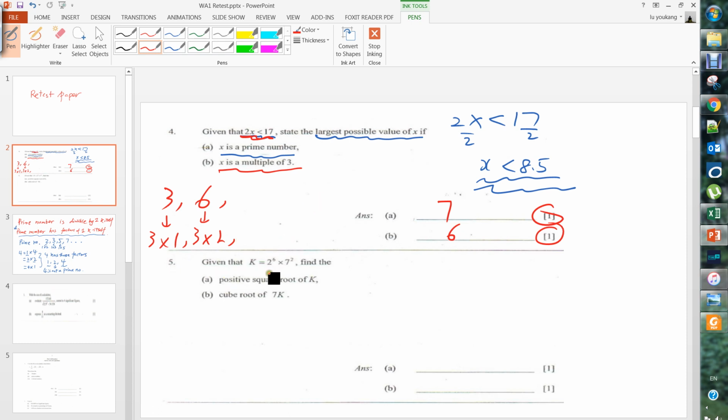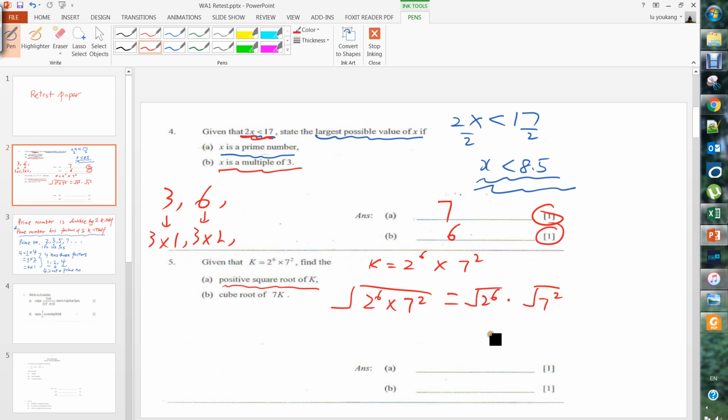Okay, next question. Given that k is equal to this, so by the way, let me write it again. k is equal to 2 to the power of 6 times 7 to the power of 2. Over here it says positive square root of k, so you just need to give it a square root. How you do square root is you can either punch the calculator or you can do it this way. You can just split it. This is the first term, this is the second term, and they are combined with the times. That's why I split it into these two.